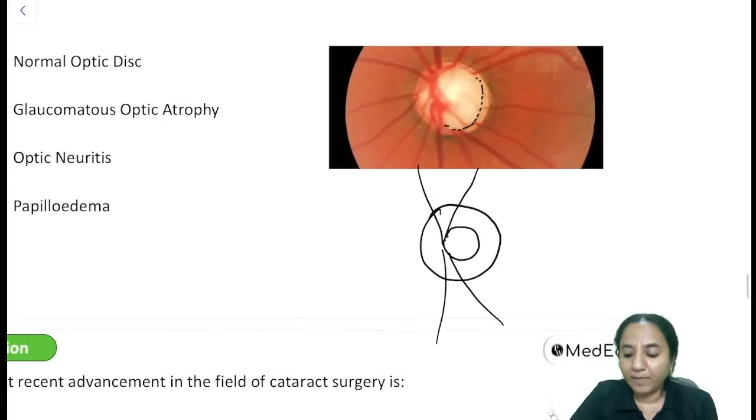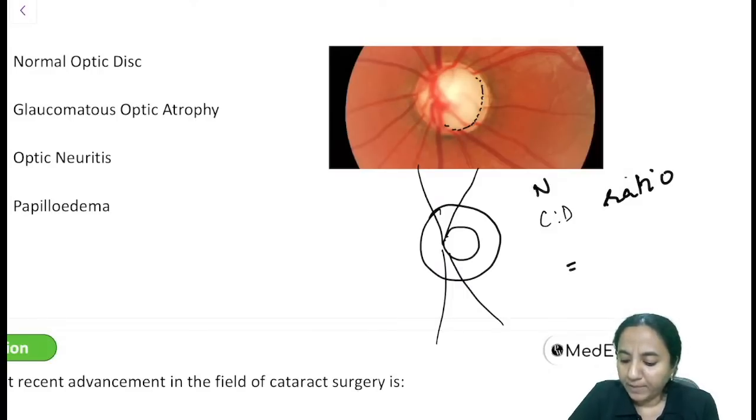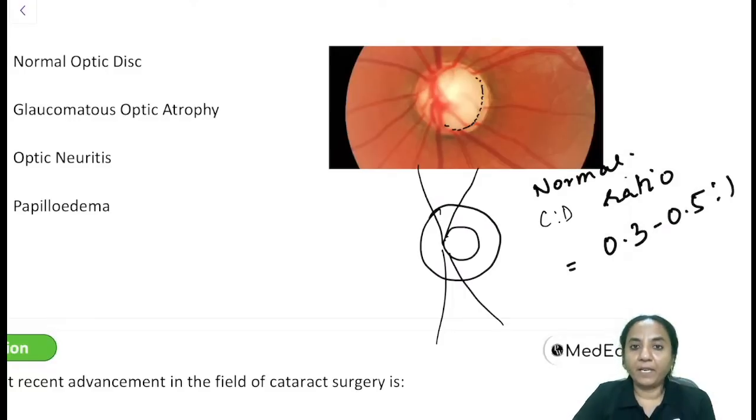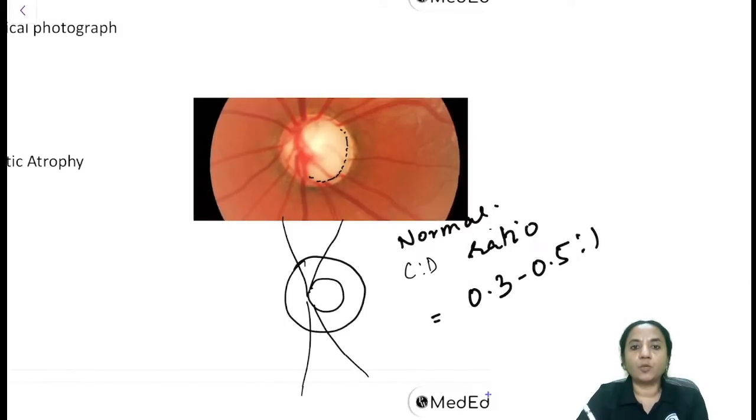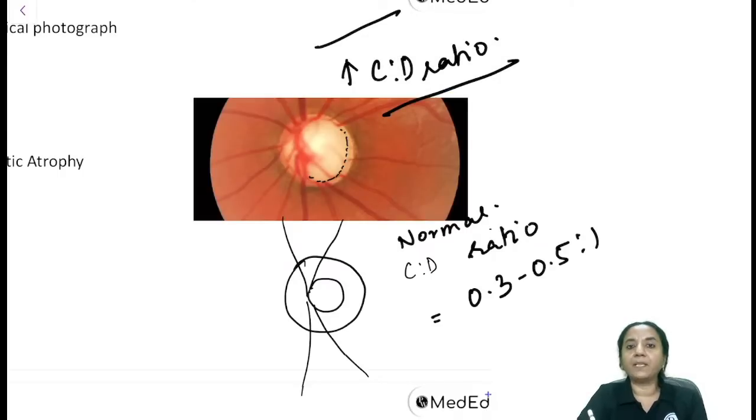And what is the normal CD ratio? The normal CD ratio is in the order of 0.3 to 0.5:1. But here, see, the cup is much bigger. So here you have an increased CD ratio. Your cup is much bigger, the cup is large. So there is an increased CD ratio.